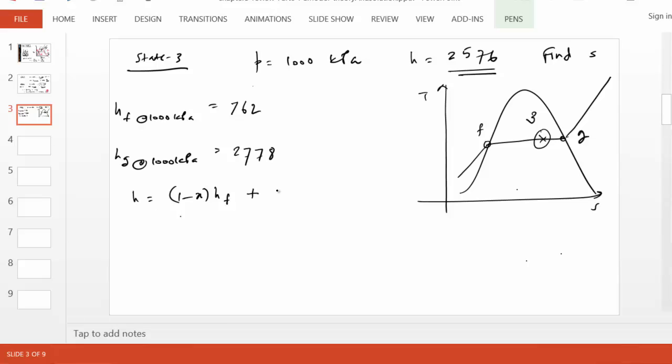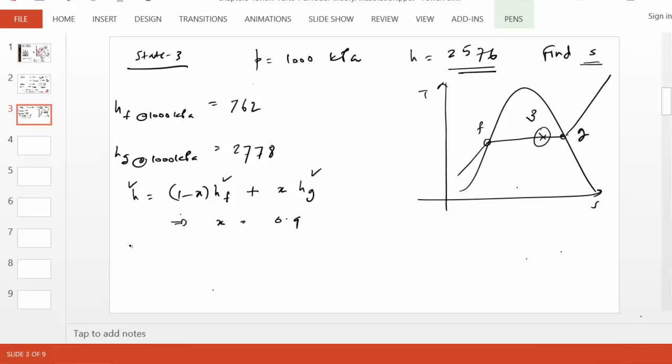So this is our standard mixture formula, and if we substitute h, hf and hg, you can solve for x and show that x equals 0.9. So our question is to find entropy. We can now find it by simply using the same formula, except this time it would be for entropy. To find entropy S, we find the value of SF and SG here.